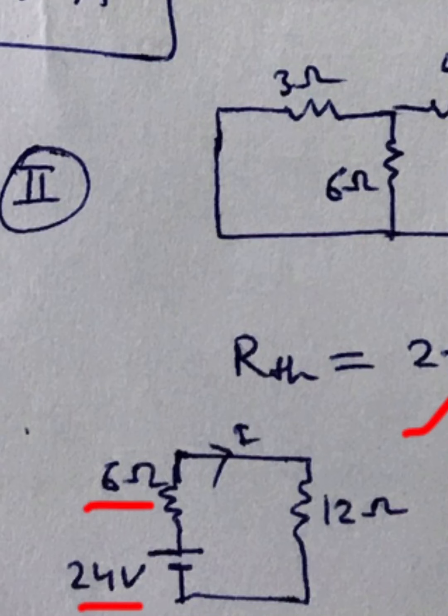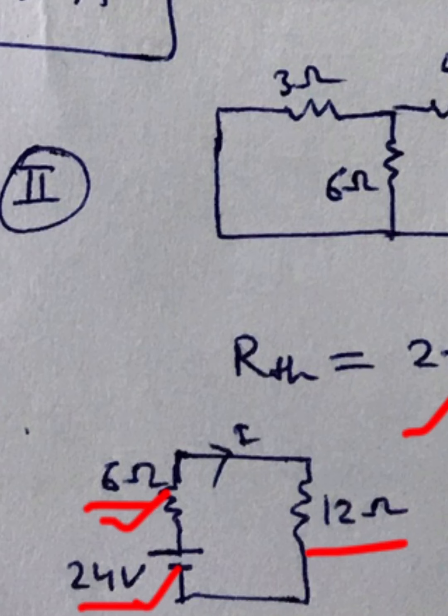Okay, note down the differences between Thevenin and Norton. In Thevenin we calculate the open circuit voltage between the load terminals. In Norton we calculate the short circuit current between the load terminals. The second difference is, in Thevenin we connect a resistance in series, but in Norton we connect a resistance in parallel.